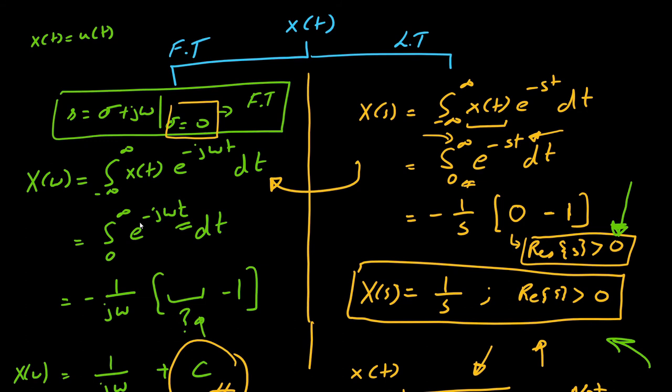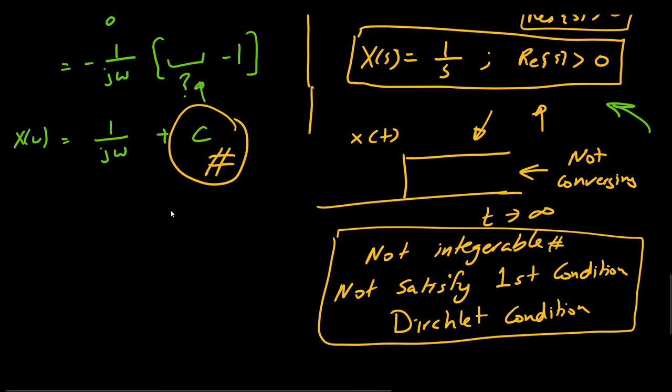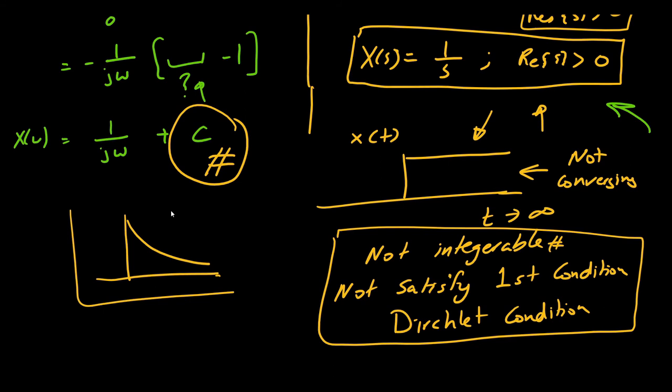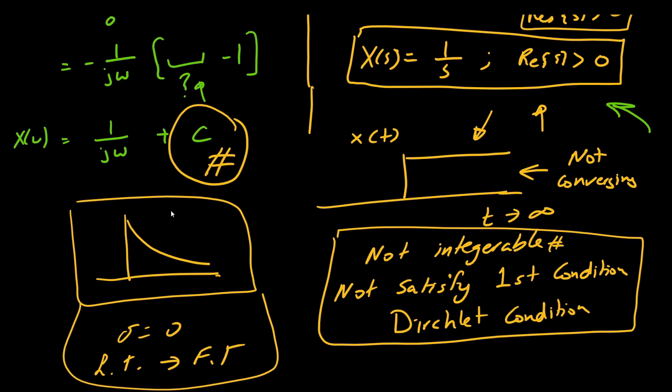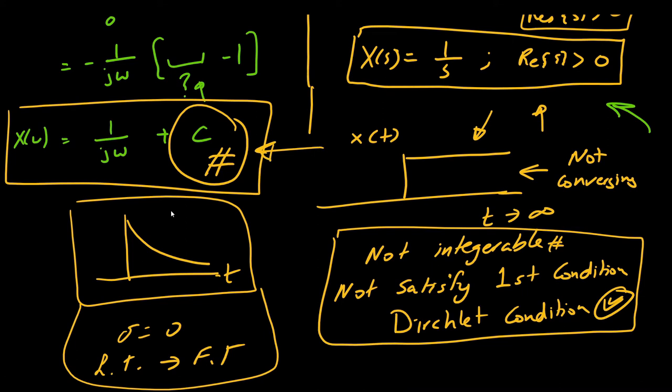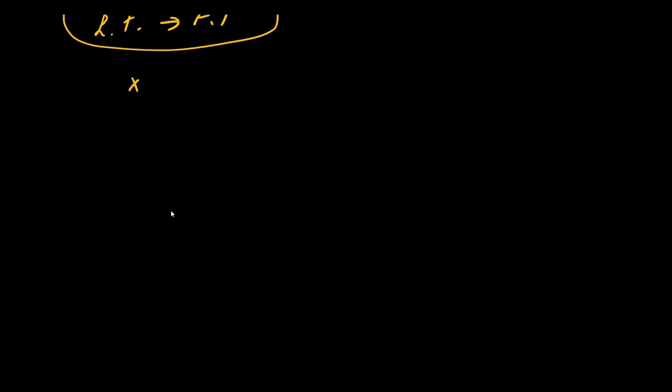But if the signal is converging, for example a decaying exponential, then we can in fact put sigma equal to zero and go from the Laplace transform to the Fourier transform. So make sure that you follow these conditions when doing the transformation from Laplace transform to Fourier transform. Now we have found a very generic form of the Fourier transform, but we have not found the value of this constant C. So if x of t is the unit step function, what would be the Fourier transform of this signal? Let us try to find it.